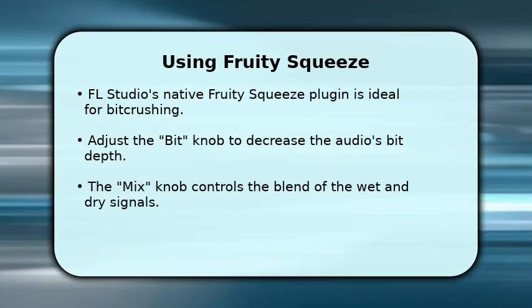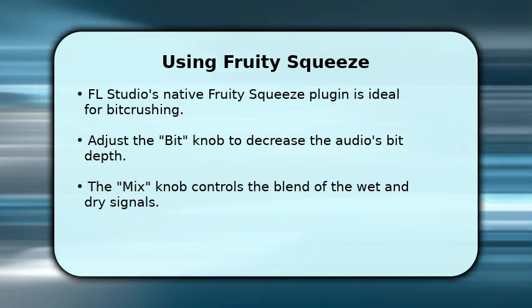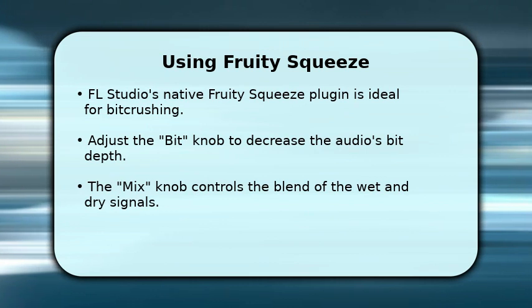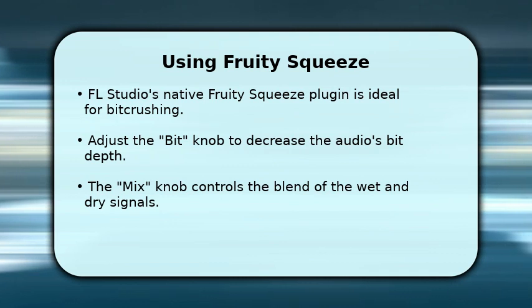FL Studio provides an excellent tool for bitcrushing called Fruity Squeeze. You can find it in your effects slot. The key controls here are the bit knob, which reduces the bit depth, and the rate knob, which lowers the sample rate. Start by setting the bit knob to around 8 bits for a noticeable effect, then adjust the rate to about 1/4 of its original value. Remember to use the mix knob to blend the processed sound with your original audio.